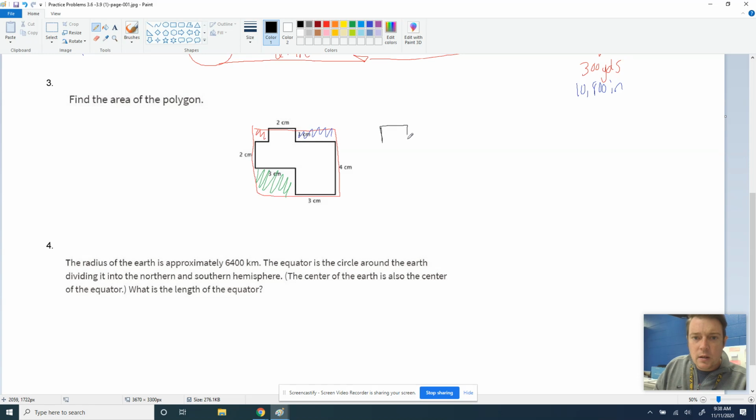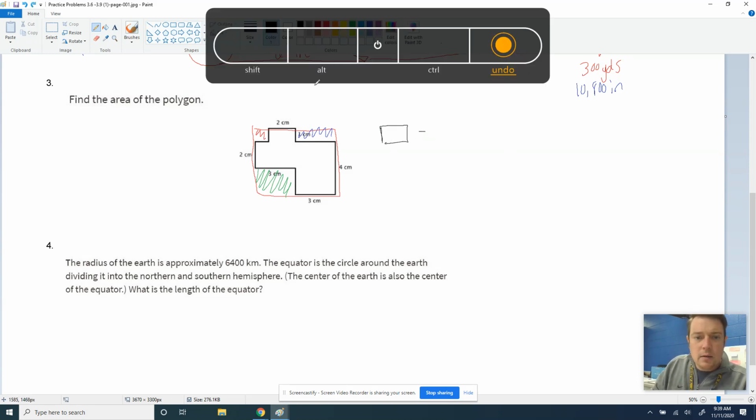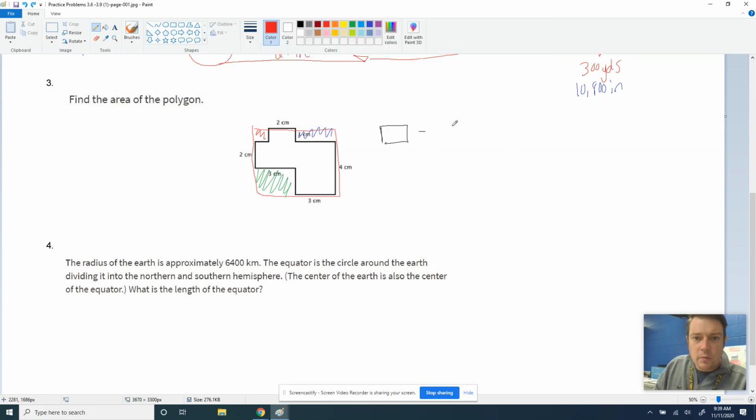All right, so big area. My strategy, rectangle minus the red one that I drew. So minus the red rectangle. All right, actually it looks like a square.